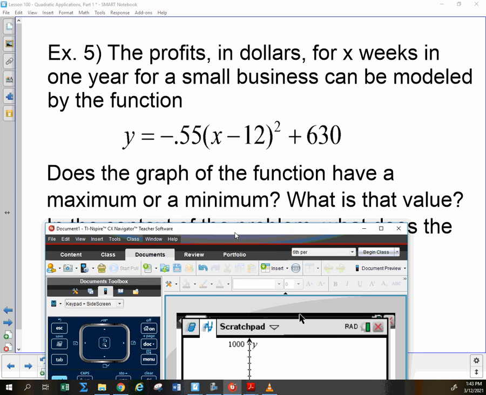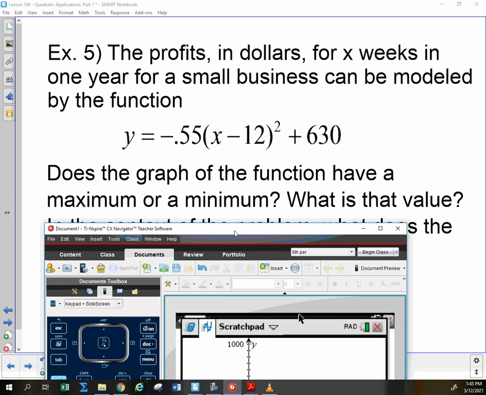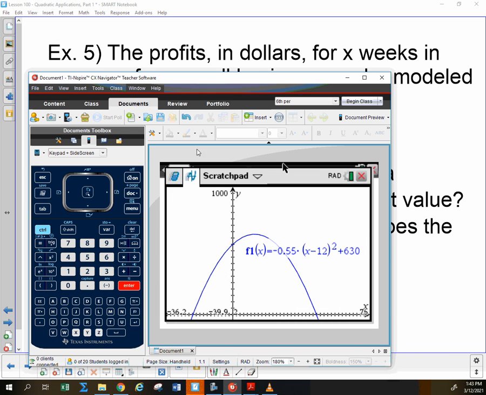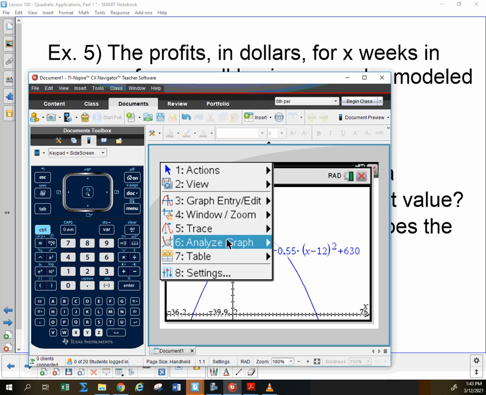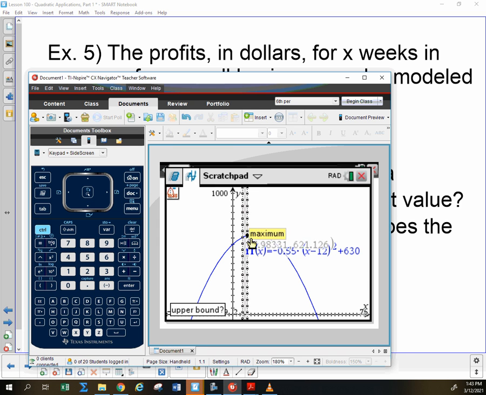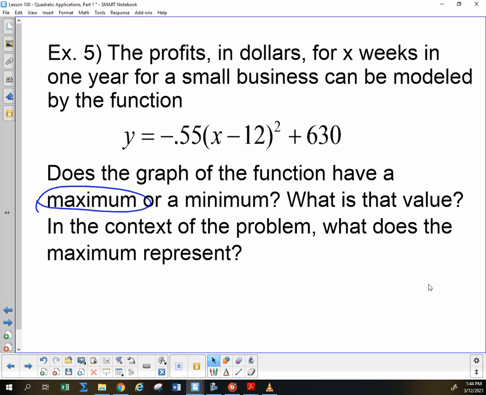Does it have a maximum or a minimum? Well, it opens down, so we see that it does have a maximum. What is that value? So here's what we do with that. Menu, analyze graph, max, left, right. Here are our coordinates: 12, 630. So this graph has a maximum, and it has a maximum at 12, 630.